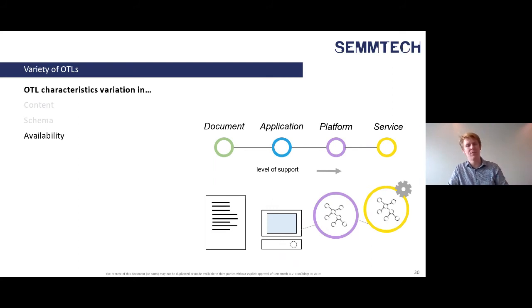Finally, object type libraries can also differ in the sense of availability. We can publish something as a book, or a document, so it's something you can read. We can publish something in an application. An application is an object type library which can be used within one application. We can publish something in a platform, so it can be accessible to various applications, or we can provide it as a service, so you can have some form of automation attached to your object type library as well, instead of referring to it directly.